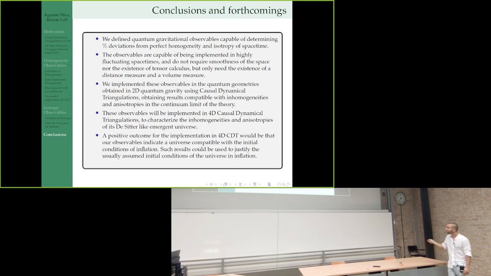In the future, we'll implement this in 4-dimensional CDT to actually study the universe that I mentioned at the beginning. And a positive outcome of this would be that the number that we get from our observables tells us that this emergent universe is actually compatible with the usually assumed initial conditions for the universe.